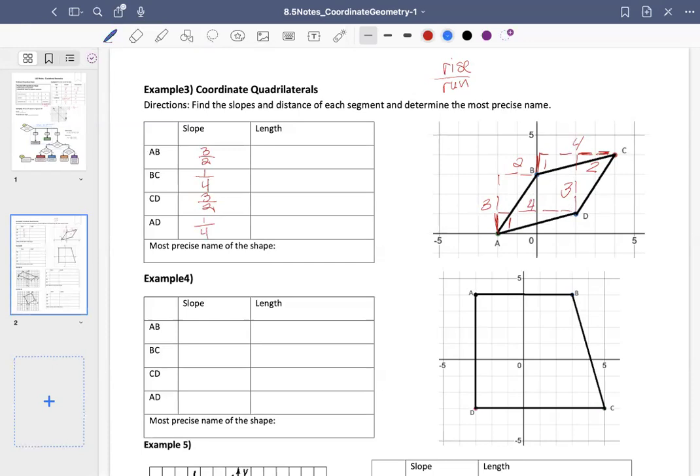All right, now we need to find the length of each line or each segment. So let's look at AB first. When I was counting out my slope, I drew in a triangle. The nice thing is that this triangle is a right triangle. So now I'm looking at a right triangle with sides 2, 3, and AB, where AB is our hypotenuse.